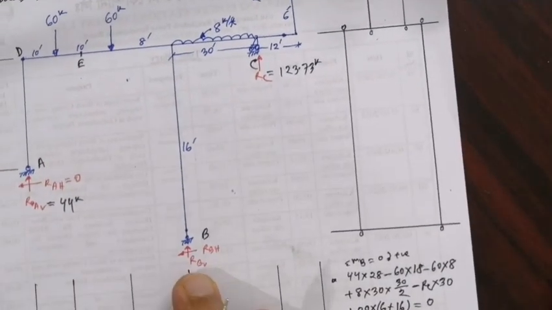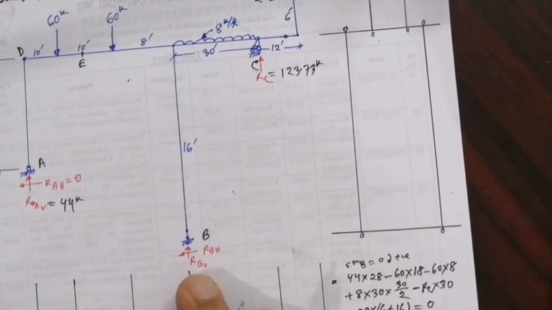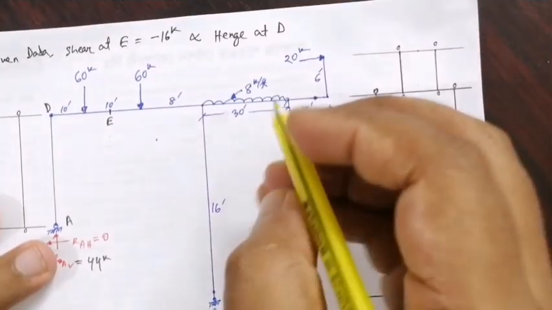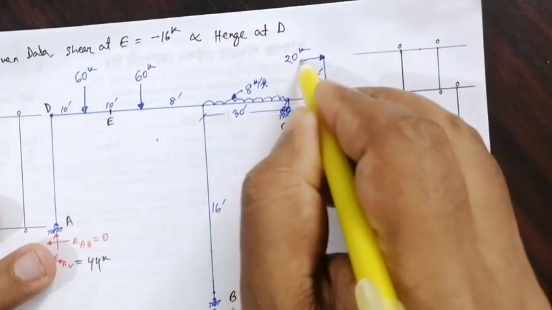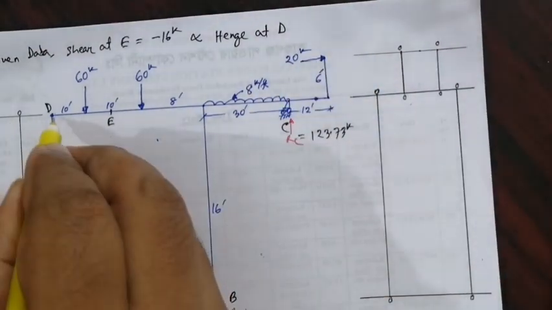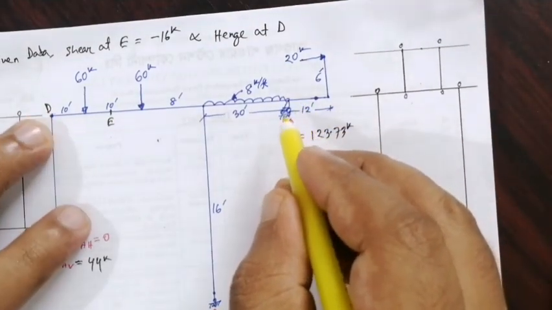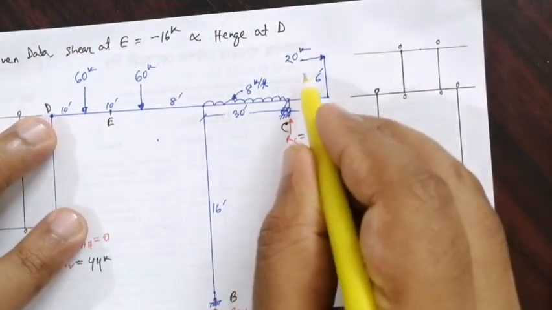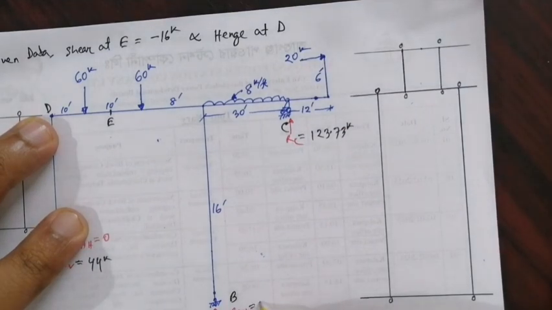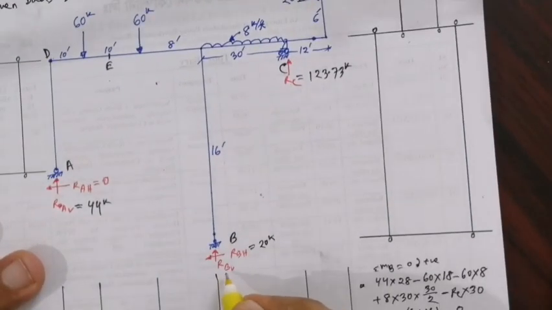Now the horizontal force. Look here, there is only one horizontal force, 20 kip, because no other horizontal force exists; this point is a hinge, so 20 kip. So RB horizontal equals 20 kip. So we require only RB vertical.